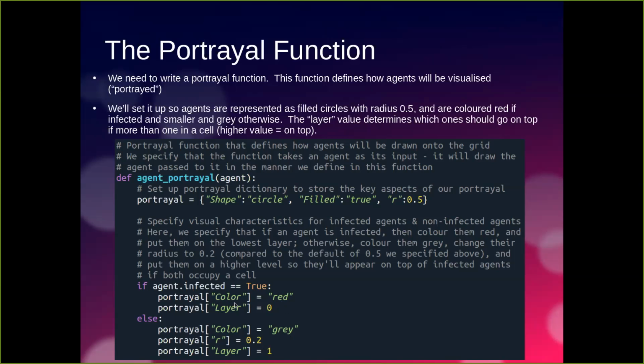Now, I didn't set that for if the agent is infected, which means that they'll just use the default, which I've specified as 0.5. But if they're not infected, then they'll use a radius of 0.2, so they'll be smaller. They'll be under half the size. And I want the layer for those uninfected agents to be higher. So essentially what you should have is your infected agents will be big red circles on the bottom. And then if there's an uninfected agent in the same cell, that should appear above them. Okay.